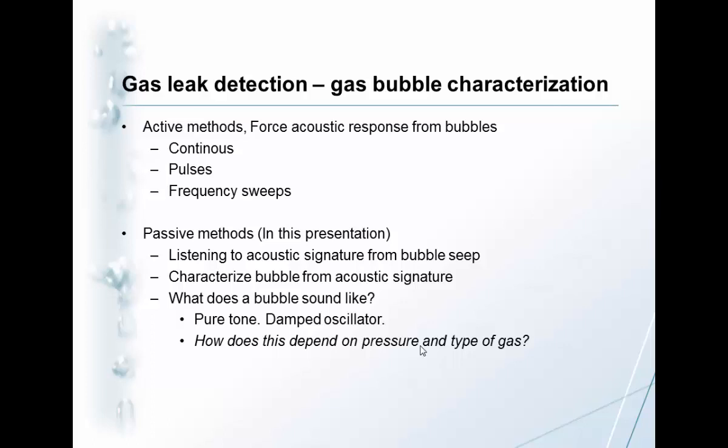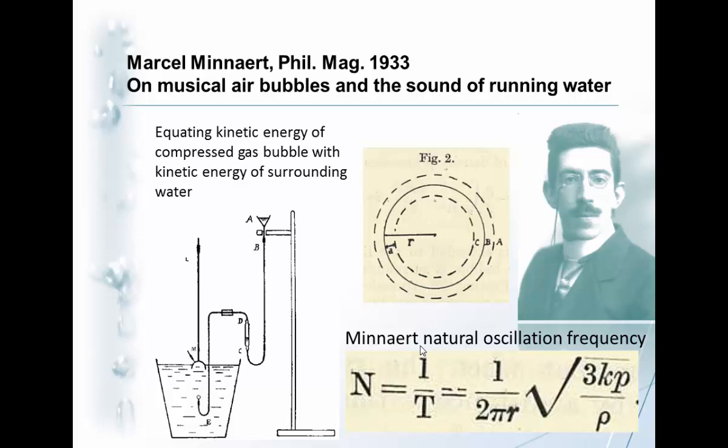So for gas leak detection, we have a lot of active methods where you force an acoustic response from the bubbles. You can use continuous signals, pulses, or frequency sweeps. Or you can use passive methods, such as we do in this work. We will basically just listen to the acoustic signature from a bubble seep and try to find out what it sounds like. It turns out to be a pure tone, like a damped oscillator. We are interested in finding out how this depends on physical parameters, such as pressure and the type of gas in question. Back in 1933, Marcel Minnaert published his work on musical air bubbles and the sound of running water.